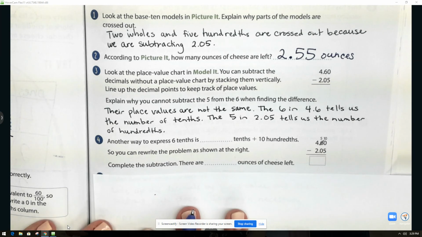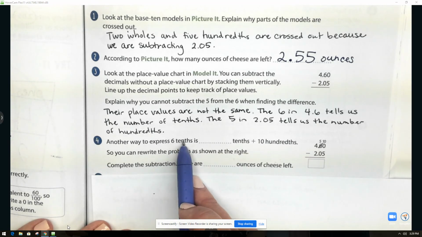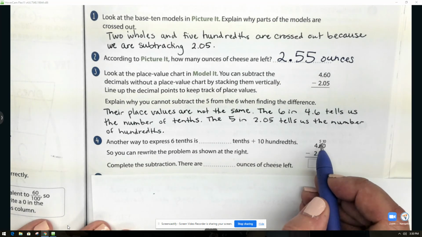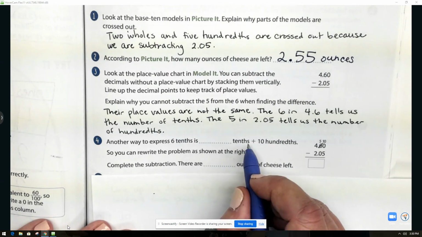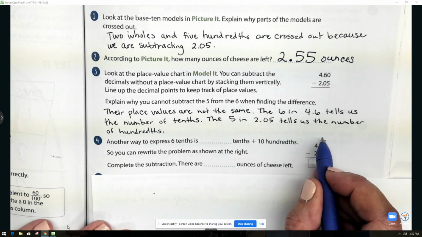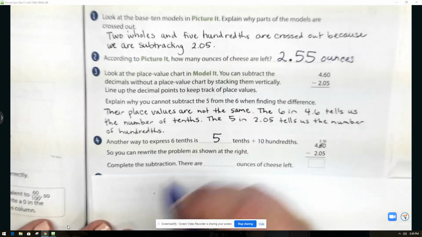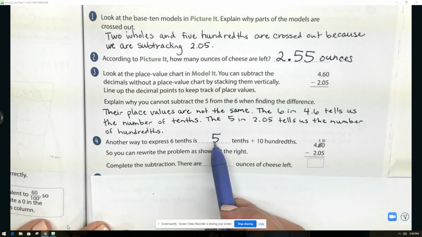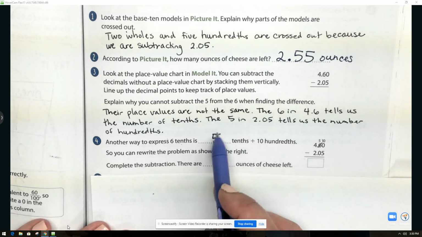So now they want us to look at this problem here. It says, another way to express 6/10 is a number of tenths and 10/100. Remember, when we needed to borrow one of those tenths, when we took 1/10 away and made it into 10/100, how many tenths did we have left? That's right, we had 5/10 left. So another way to express 6/10 is to call it 5/10 and 10/100, because we know that 10/100 is the same as one more tenth, which would make it 6/10.